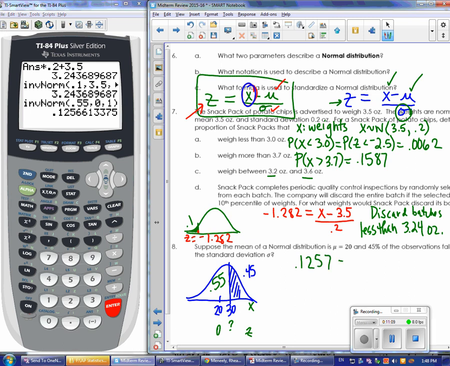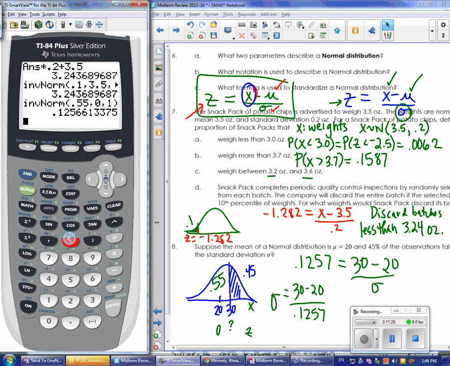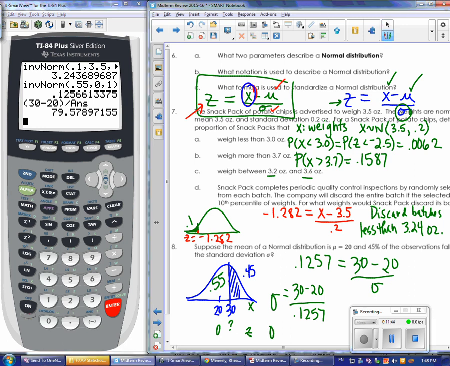0.1257. And that's going to equal 30 minus my mean, which I know is 20, divided by my standard deviation. Well, this is just a proportion. If I multiply both sides by sigma and divide by 0.1257, I'm going to have 30 minus 20 over 0.1257. And so I'm just going to do that all in one step. 30 minus 20. And then I'm going to divide by, I don't want to have a rounding error, so I'm going to use my second answer shortcut. And that gives me a standard deviation, which is really, really big.